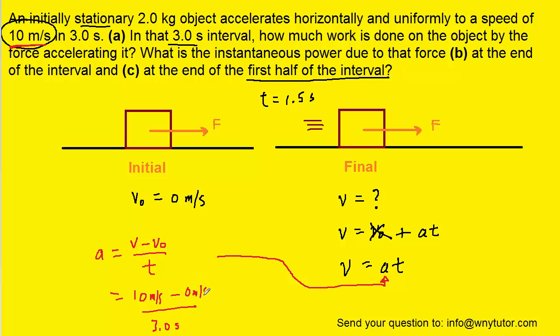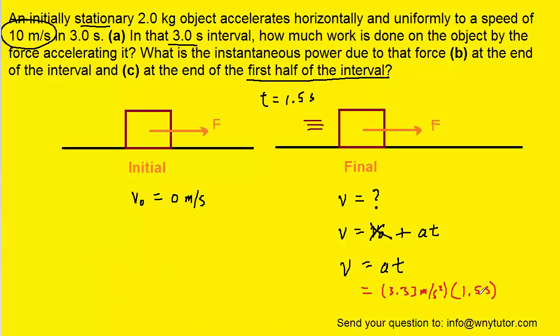The initial velocity, again, was 0. And so if we calculate that, we would get approximately 3.33 meters per second squared. That's the acceleration that's occurring in order to bring the block up to a velocity of 10 meters per second, but it's a constant acceleration. So we can use it for part C of the problem as well, even though that's asking about a different time interval. And so when we calculate that final velocity, we would get 5 meters per second. That's the final velocity that we're going to use when calculating the power.